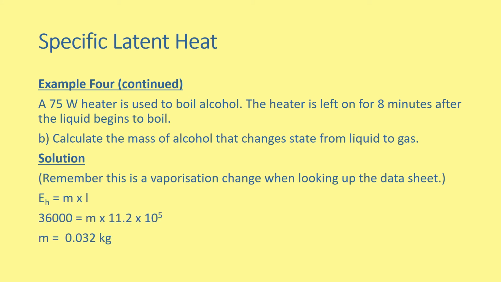So part B allows you to use your properties of matter knowledge. EH equals M times L. Remember to look up the correct table when you're doing this. It's boiling. Boiling is a vaporization change. By looking up the vaporization table, you should get 11.2 times 10 to the 5 for the L value for alcohol. Filling the values in, you should get a straightforward calculation to get the M number.